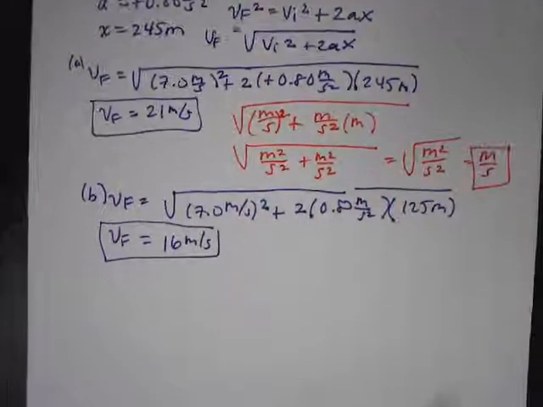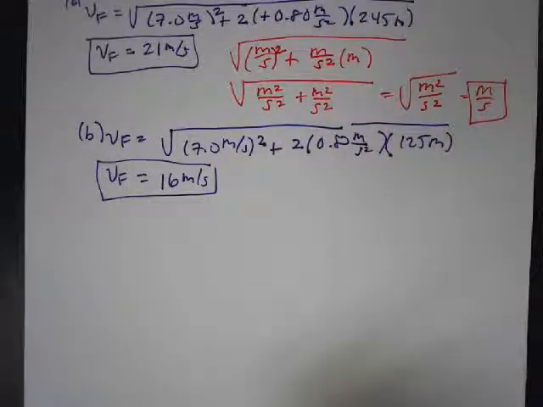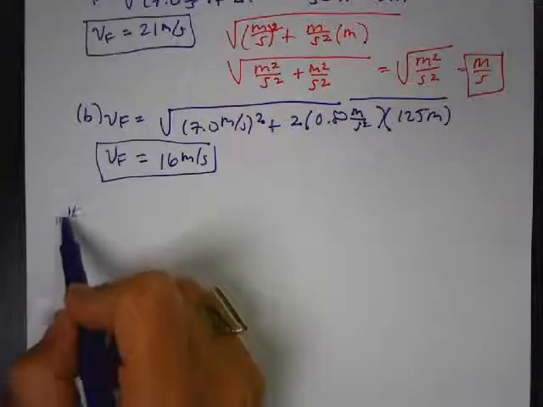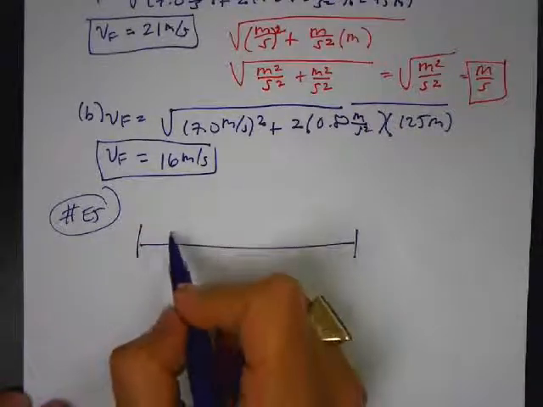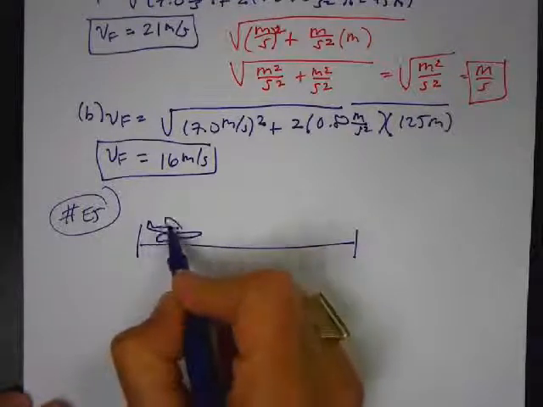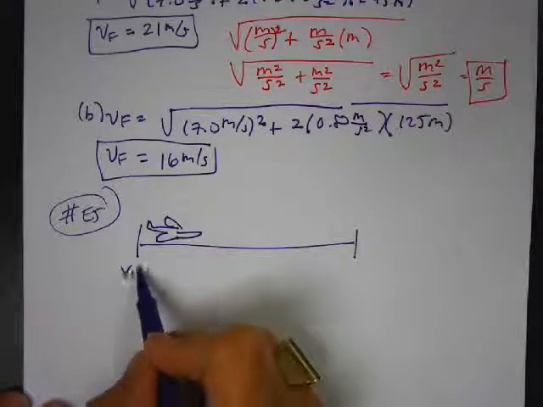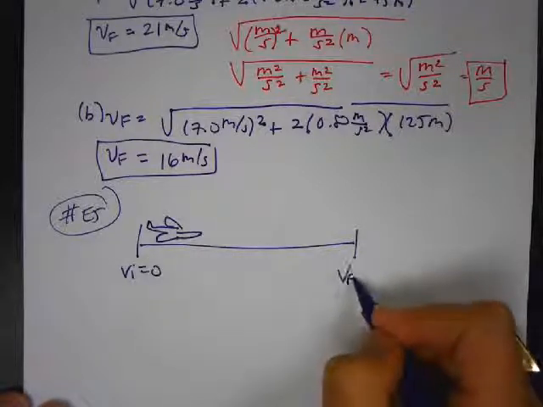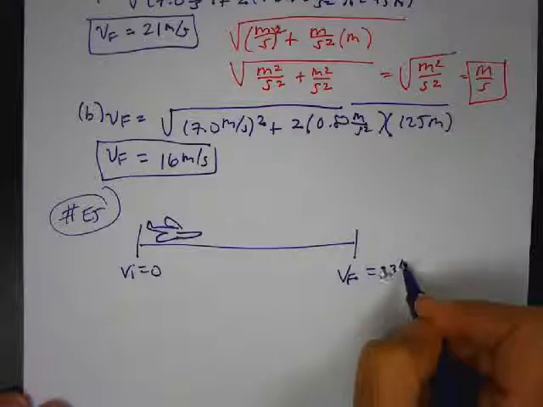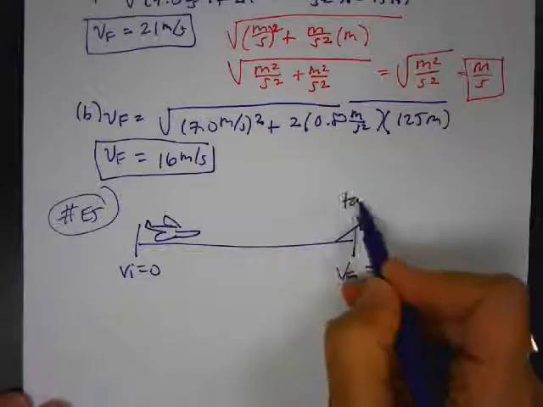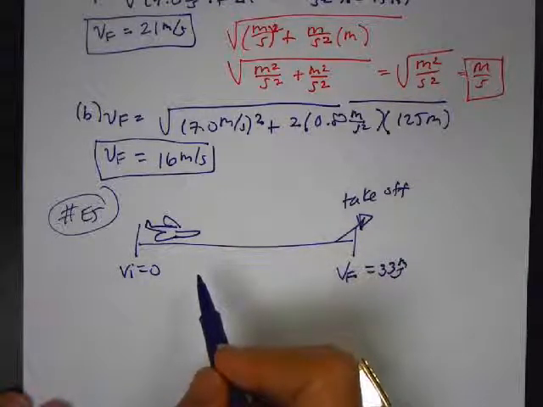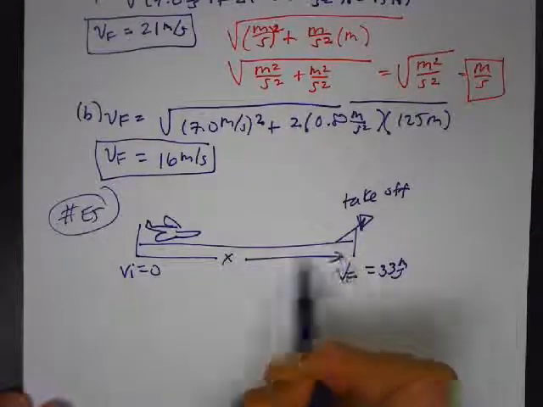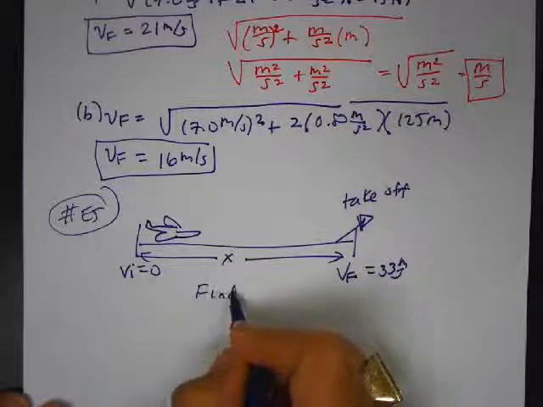For number 5, that's like that other one I showed you. It says an aircraft has a liftoff speed of 33. So again, for number 5, this is E5, what you want to do is kind of draw your picture. Here's my airplane. So my airplane's on one end of the runway where it's not moving, VI is 0. For liftoff, the final velocity is 33. That's when it's going to take off. And then they give us X, this X is 240, and you want to find A.